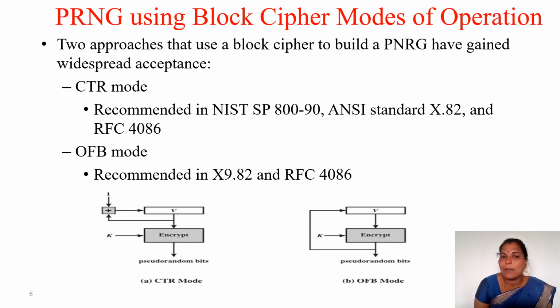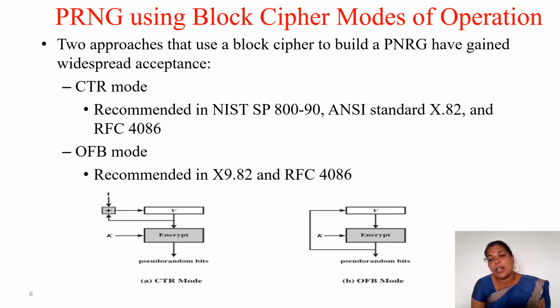Likewise, in the counter mode we have a counter value, and for that an increment operation is there. Plus in the sense it is an increment operator, that is, the counter is incremented by one. So V is the initial counter value, then it is incremented by 1, and the encryption process happens.